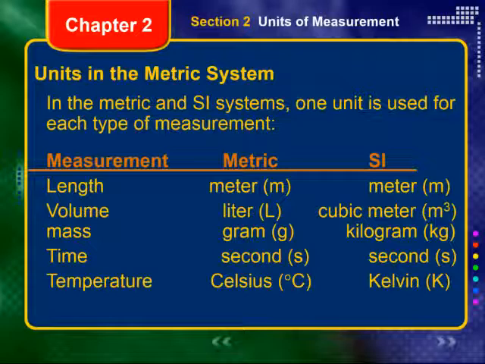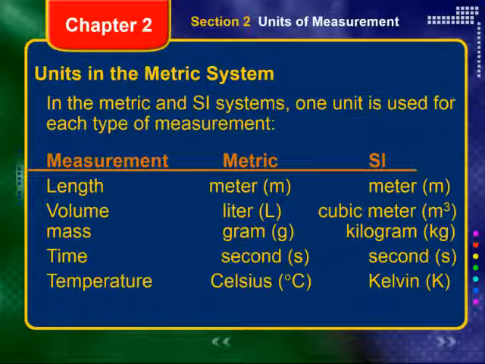So in the metric and SI systems, one unit, and by the way, they aren't the exact same thing. They're just highly, highly related, the metric system and the SI systems. One unit is used for each type of measurement. So when we're measuring length, in the metric system, we use the meter. In the SI system, we also use the meter. For volume, in the metric system, we use the liter. In the SI system, we use the cubic meter. They both measure volume. They're just different units.